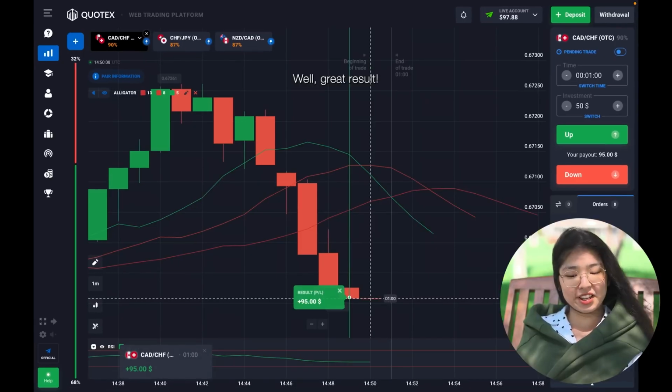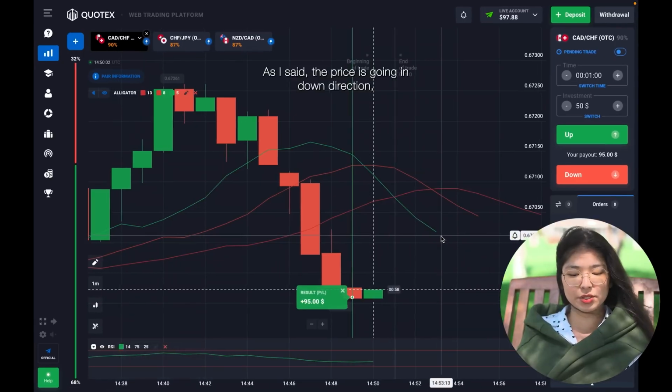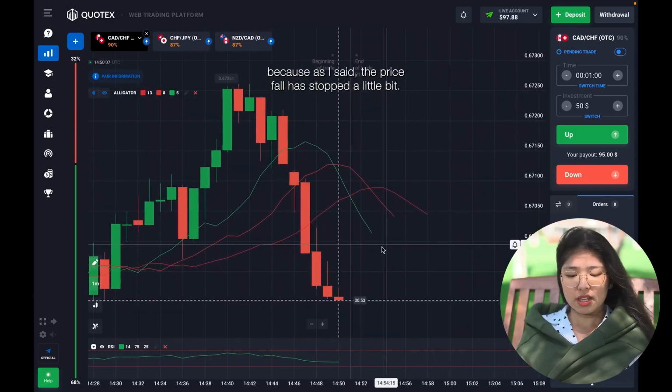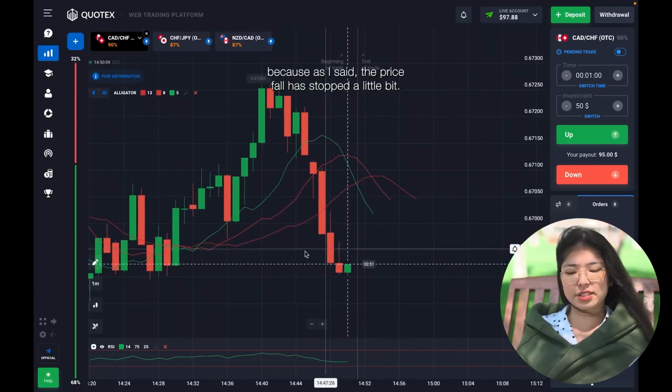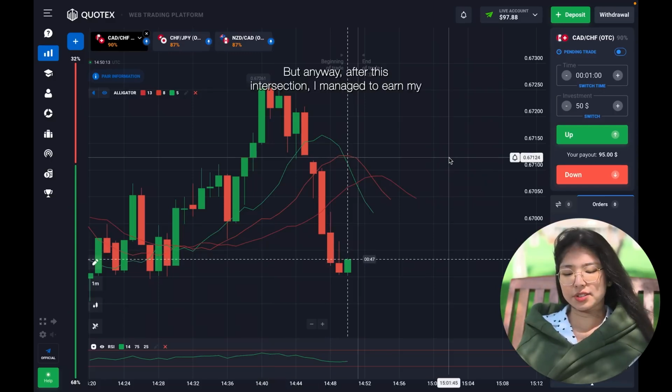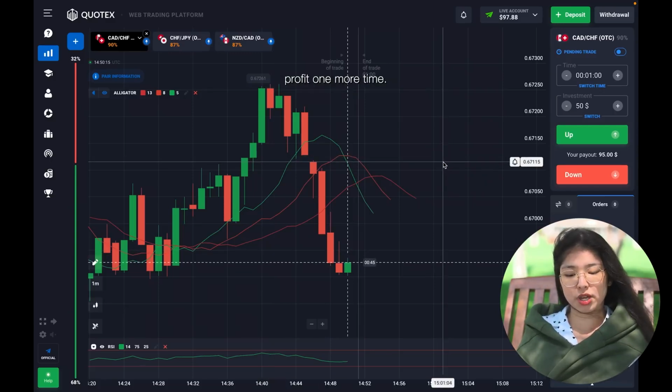So guys, brilliant trade and brilliant result. As I said, the price is going in a down direction, but sometimes this trade was pretty risky. As I said, the price fall has stopped a little bit and now the price is falling much slower. But anyway, after this intersection I managed to earn my profit one more time.